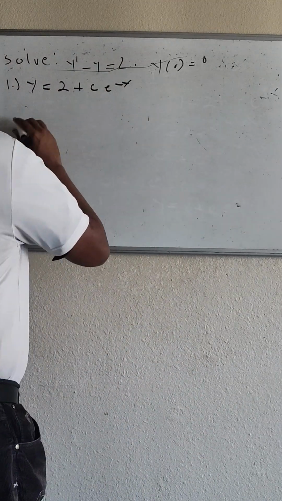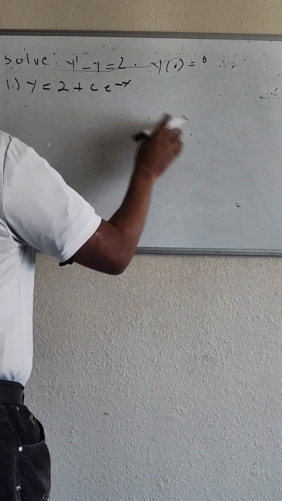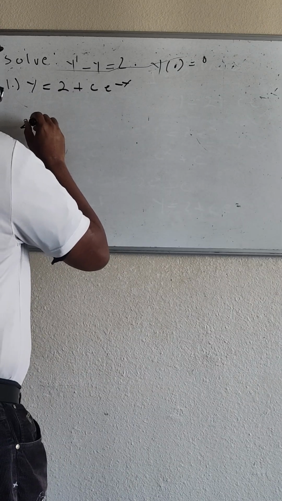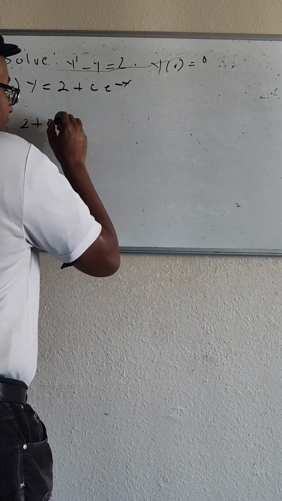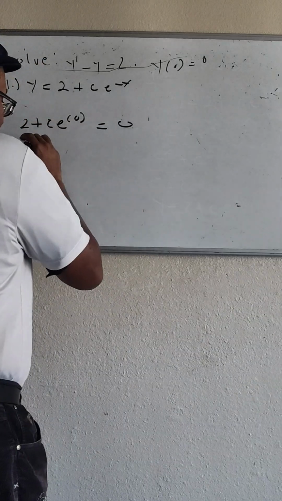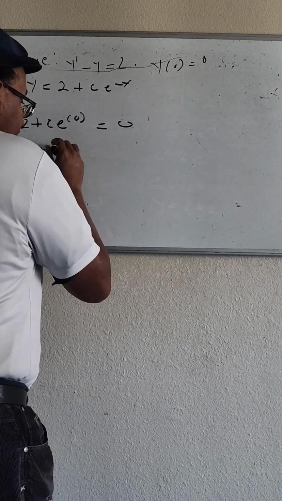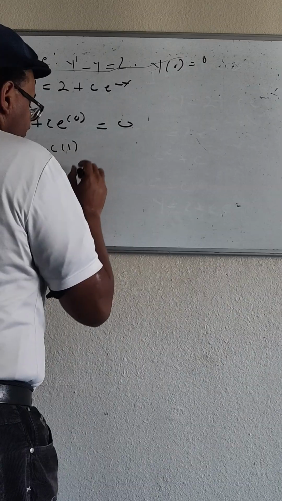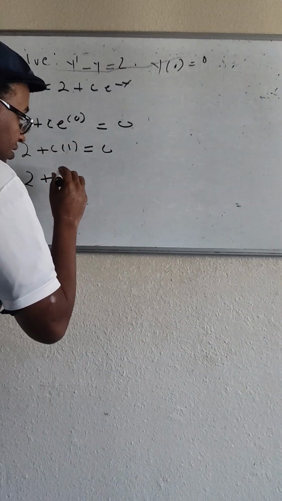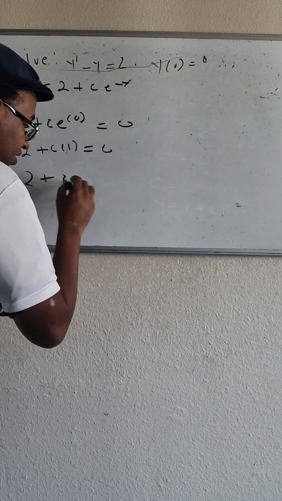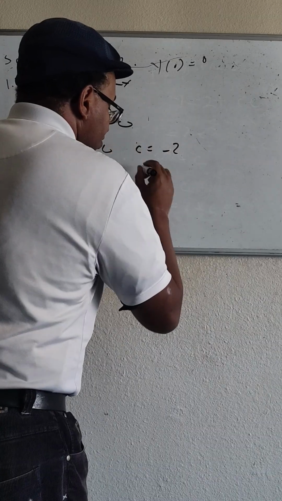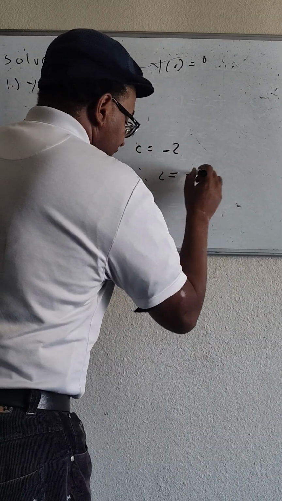So we're going to set x equal to 0 here, right? So remember, this is going to be 2 plus c e to the 0 power equals 0. So 2 plus c times 1 equals 0. So we got 2 plus 1 times c equals 0. And therefore our c is equal to negative 2.